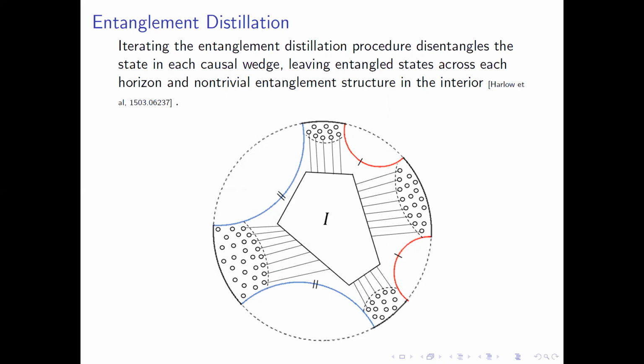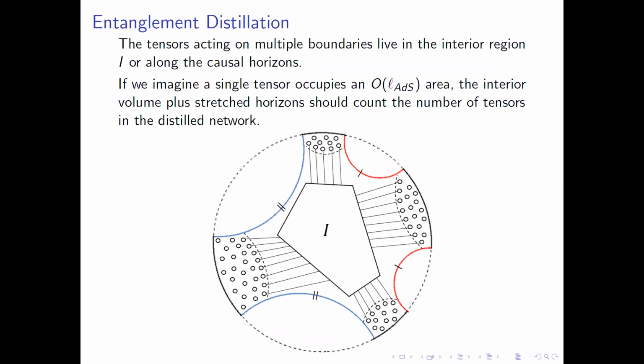So what this means is that the tensors that act on multiple boundaries live in the interior region or along the causal horizons. So if we want to compute the binding complexity as the, say, tensors that act across multiple boundaries rather than on a single boundary, what we should do is count up the tensors along each horizon, and count all the tensors in the interior of the wormhole. So if we imagine that each tensor is occupying some constant fraction of area in the geometry, then the interior volume plus the stretched horizons, where we've moved the causal horizons a little bit away in order to capture the tensors that have legs falling into the interior, should count the number of tensors in the distilled network.